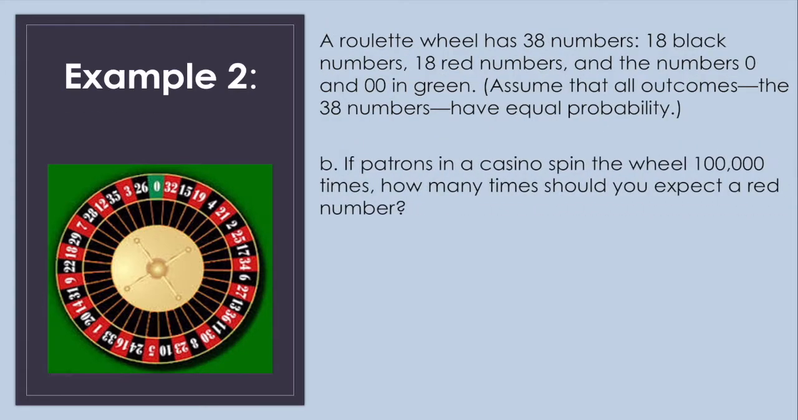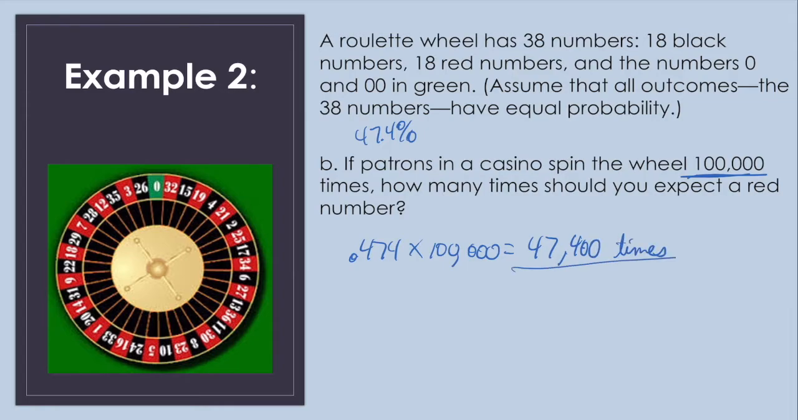Part B says, if patrons in a casino spin the wheel 100,000 times, how many times would you expect to see a red number? Well, I would expect that 47.4% of those 100,000 spins would end up being red. So I take 0.474 times 100,000, that equals 47,400 times. So using the law of large numbers, I would expect if I spun this wheel 100,000 times, 47,400 of them would be red.